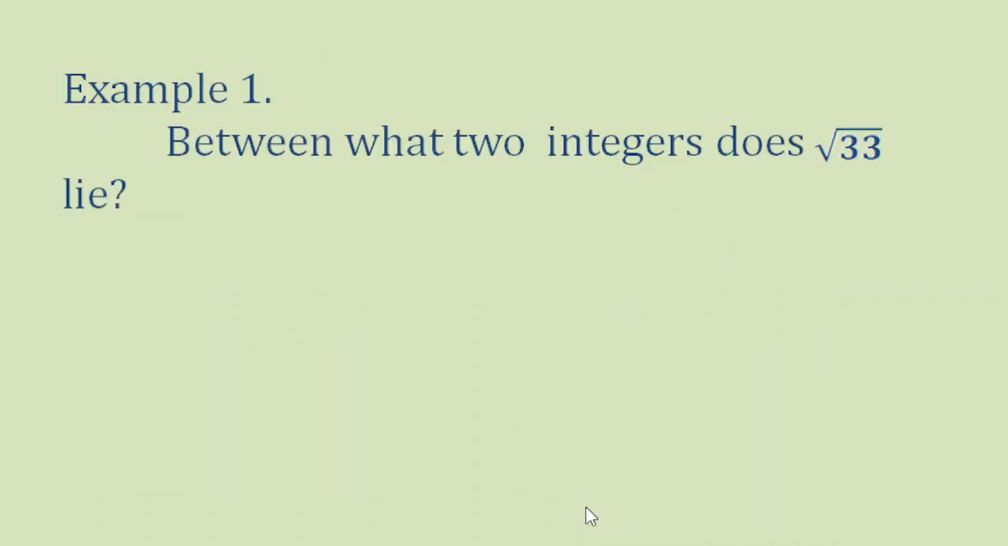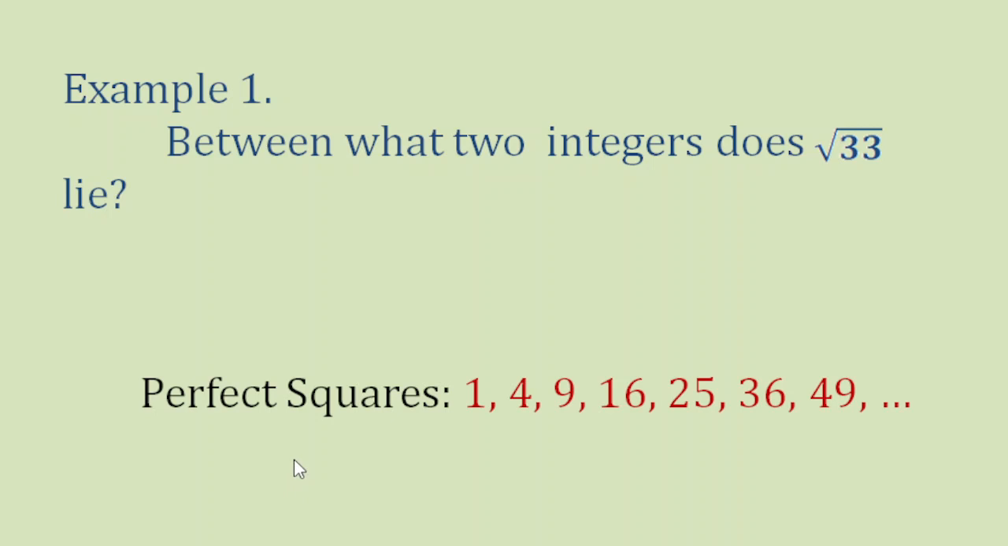Let's have example number 1. Between what two integers does square root of 33 lie? So our strategy here is to list down the perfect squares, and we should include a perfect square that is closest to 33 but less than 33, and we will also include a perfect square closest to 33 but greater than 33. So 33 lies between 25 and 36.